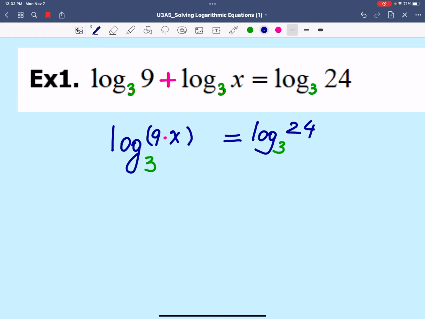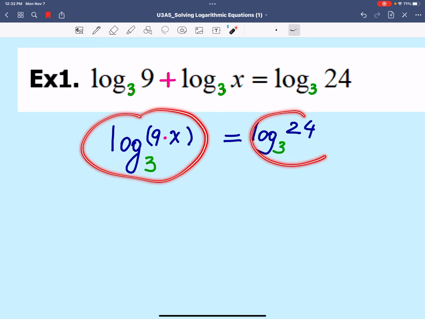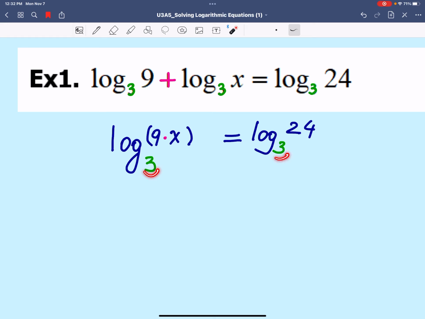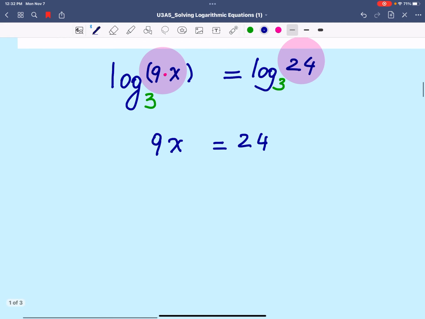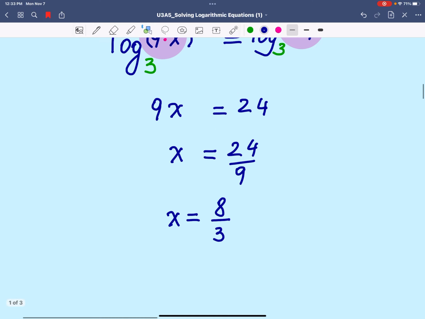So in this step now, you can see that we have a single log term on each side. The bases are the same, and obviously there are two equal terms, which tells us that the expressions inside the log must be equal. So in this step, we equate the expressions inside each log. So 9x equals 24, and this has turned into a simple linear equation now. So that would be 24 over 9, reduced to lowest terms possible. So that means both divisible by 3. 24 over 3 is 8, and 9 divided by 3 is 3. So the answer is x equals 8 over 3.